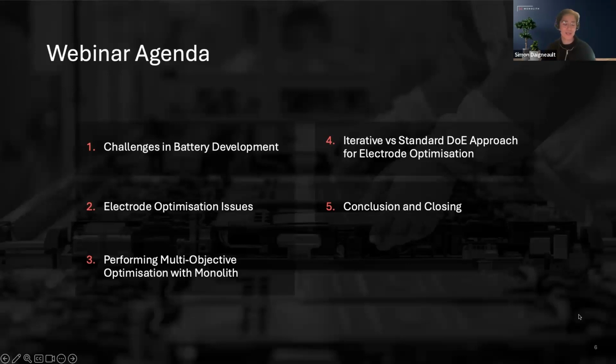Before we go in, I'd like to quickly walk through the agenda of what we will be discussing today. We're going to start with a quick overview of the fundamental challenges in battery development, and then we will explore specific electrode design optimization issues, what the key challenges are, and James is going to be showing us a bit more background there. Then Casper is going to show us a demo of how we perform multi-objective optimization in Monolith with an LFP example.